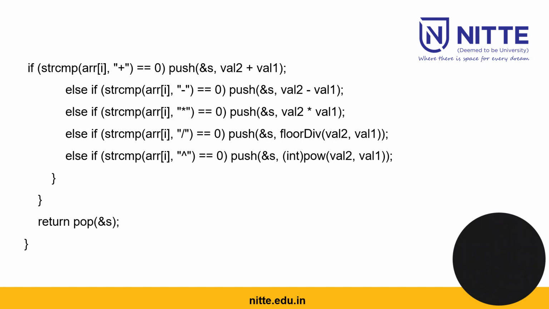In the same way we will again come to an else if statement, and if it is the raised-to operator, then it will calculate the power of value 2 comma value 1. That means value 2 raised to value 1. It will calculate the power, convert it into an integer, and push it onto the stack. Then we will use the pop operation to pop an element from the top of the stack, and it will return the popped value.